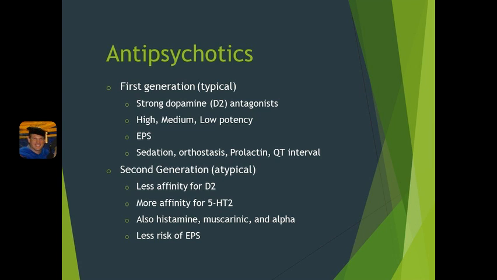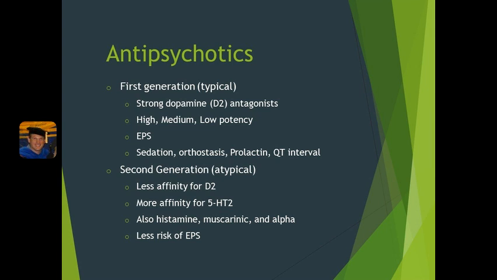So the high potency have the most effect at the lower doses. They have a much stronger effect on the receptors. The medium have a middle one, and low have low. These are highly associated with extrapyramidal symptoms, which we'll talk about in a second. And they also have fairly strong risk for sedation, orthostatic hypotension, elevated prolactin, and then elevated QT interval, which can cause dysrhythmias.